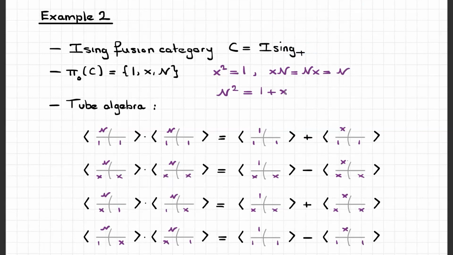And you can write out the tube algebra very explicitly. It's perhaps not that illuminating, but you can at least see that the structure of the tube algebra in some sense reflects the structure of the fusion rules. So if we have N times N, we get 1 plus X all the way along. But it can transform one twisted sector to another, and then you have to be careful about minus signs sprinkled about here and there as well.